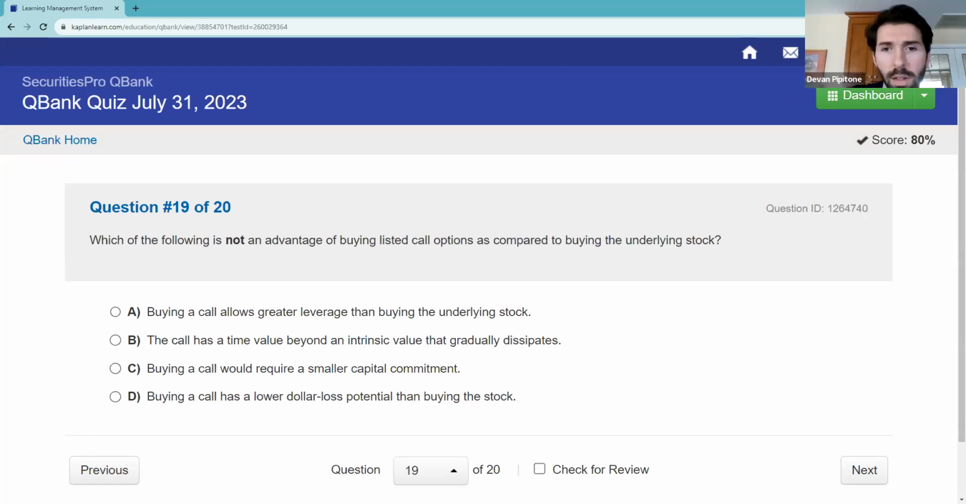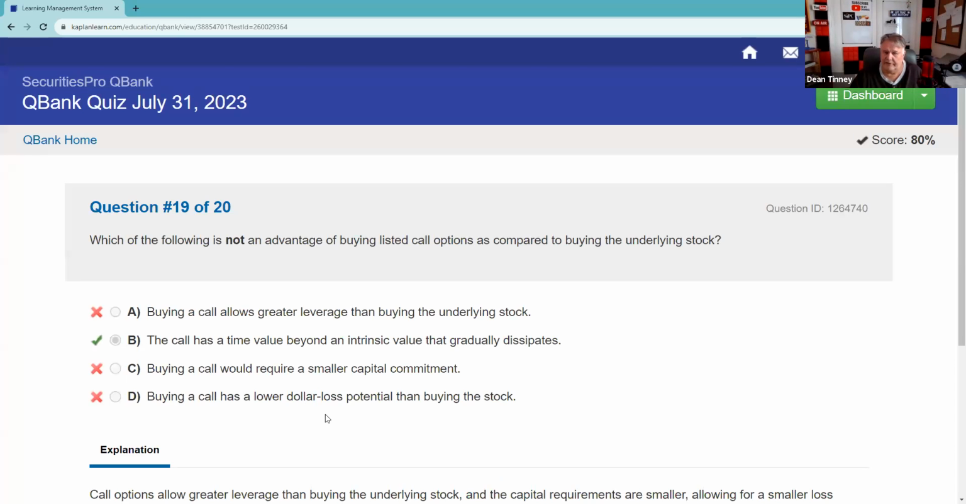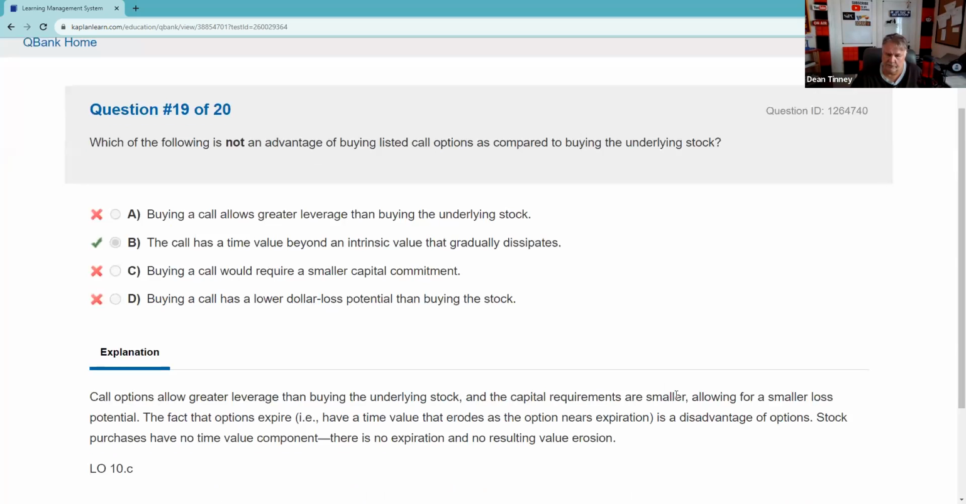Right. And then buying a call allows greater leverage than buying the underlying stock. I would say the answer is B. It is. Remember, the time value thing is not an advantage, it's a disadvantage, right? You've got to be right, and you've got to be right within the time frame, right? If you buy a call, you have to be right about 3 things: direction, how far, and timing, or you're going to be a loser.